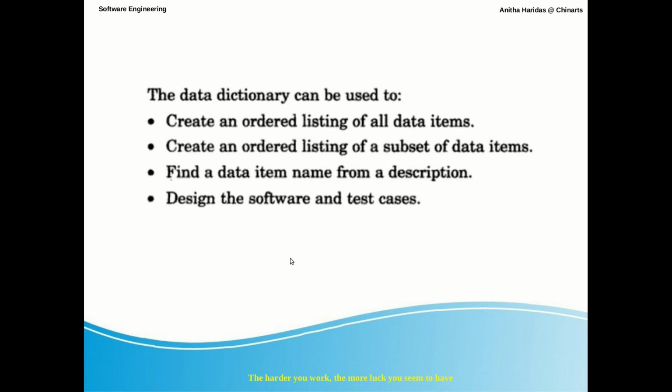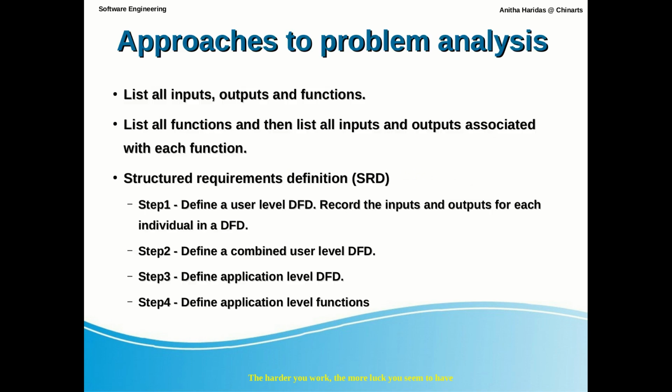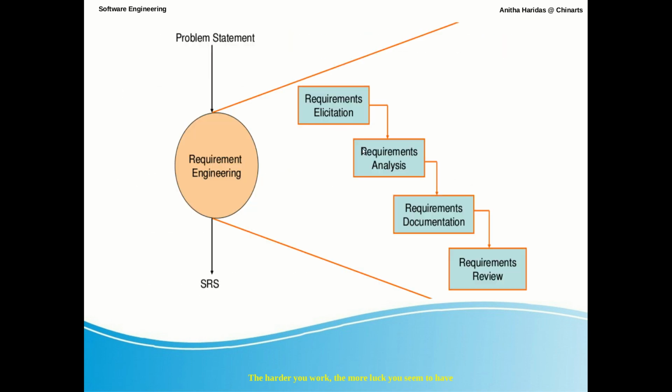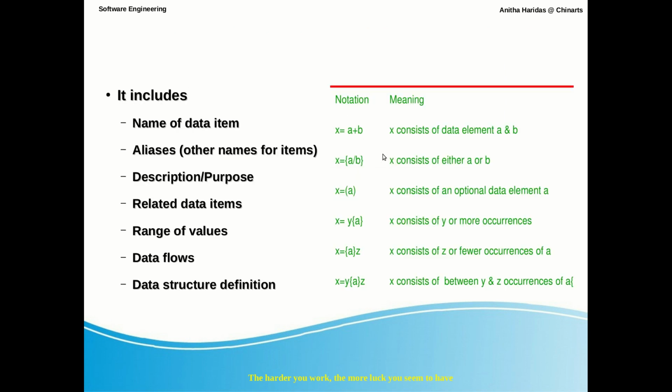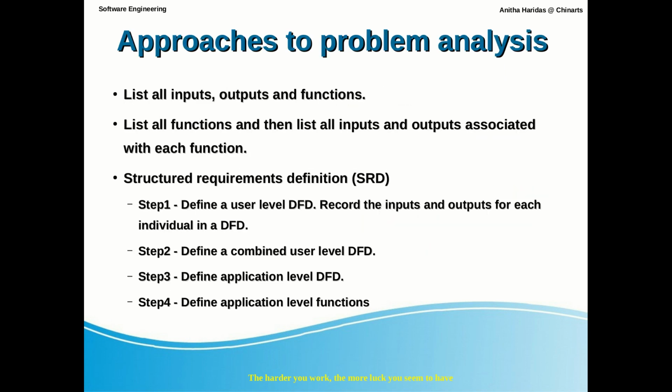I think with that we are completing requirement analysis. Requirement elicitation we have already completed, and with the discussion of the data dictionary we are completing the requirement analysis. So this slide just shows you what approaches you can use for any problem analysis. For problem analysis, this is an informal method. What you are going to do is list all the inputs, outputs and the functions that are available in the problem. You list the functions and then list all inputs and outputs associated with each and every function.